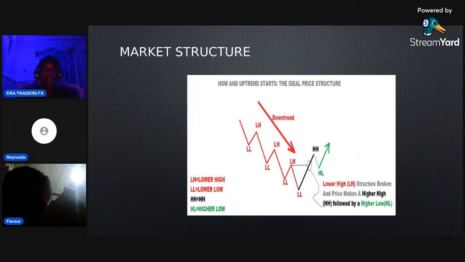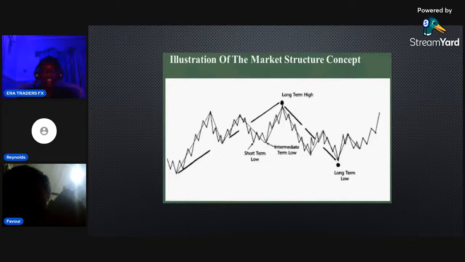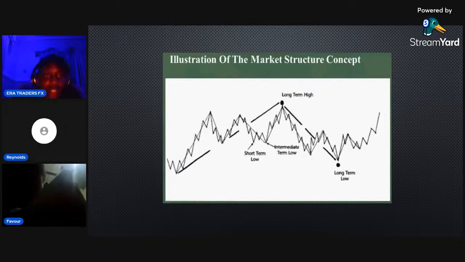Let me go back to the slide. All right. So look at what I was saying. This is the illustration of the market structure concept. You look at it where you see that in the long term, there are minor bearish candles. If you understand what I'm saying, you can see that in this leg. So what we do is go to the daily time frame and mark market structure.